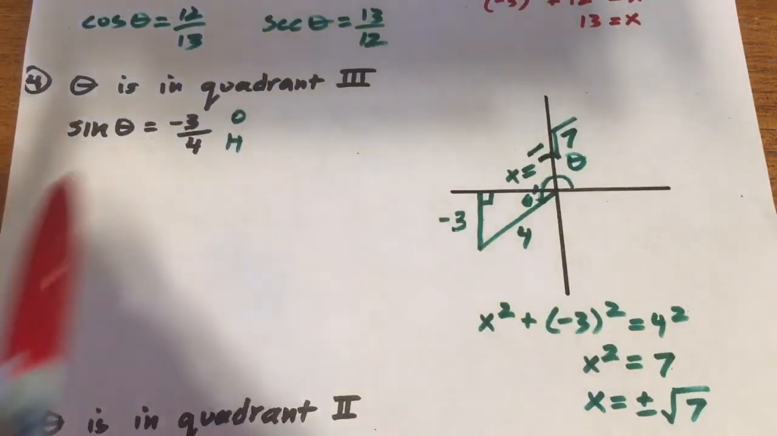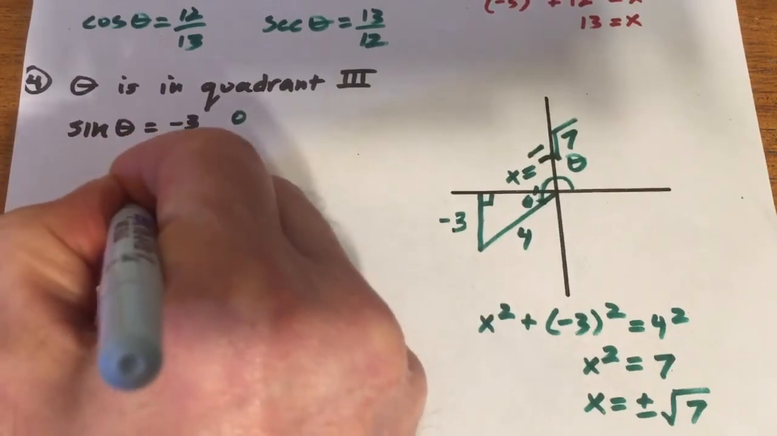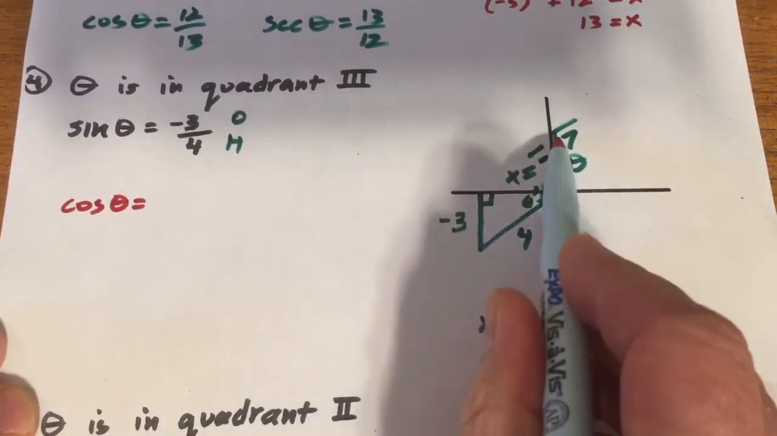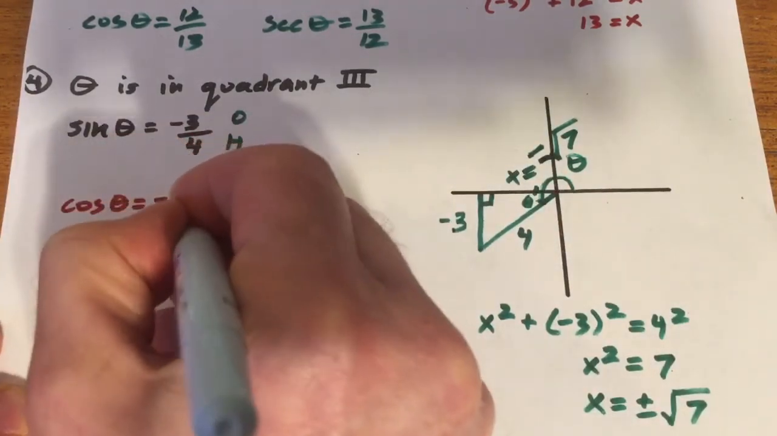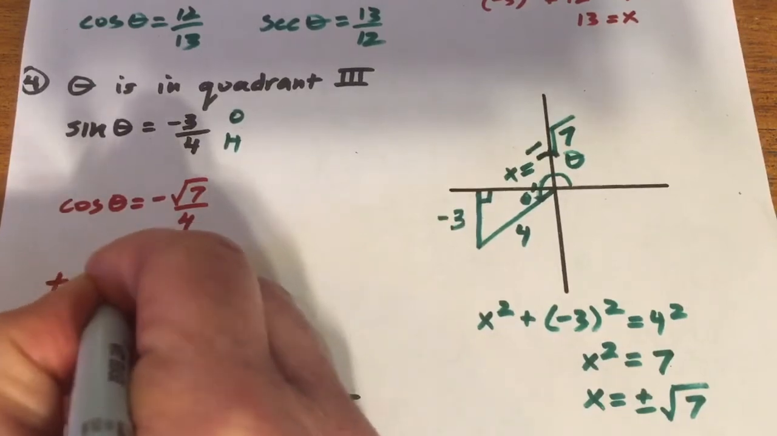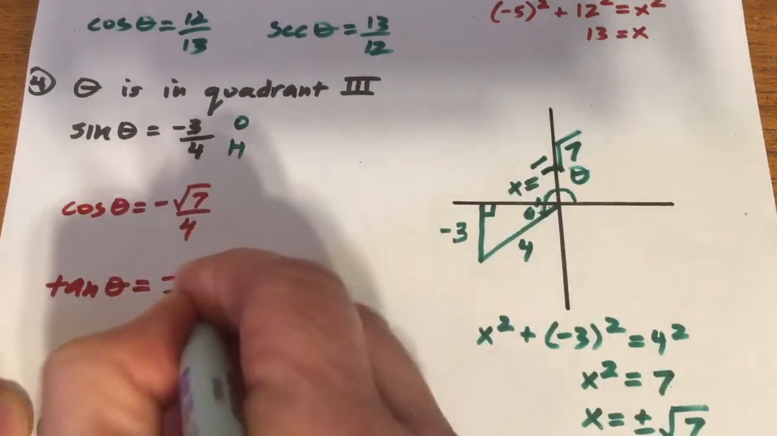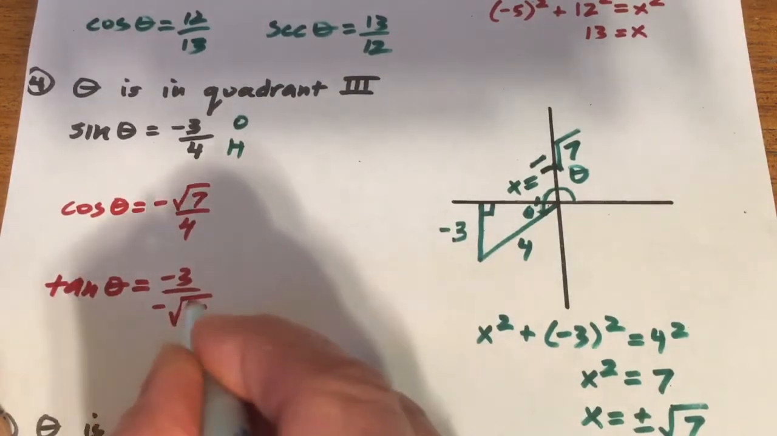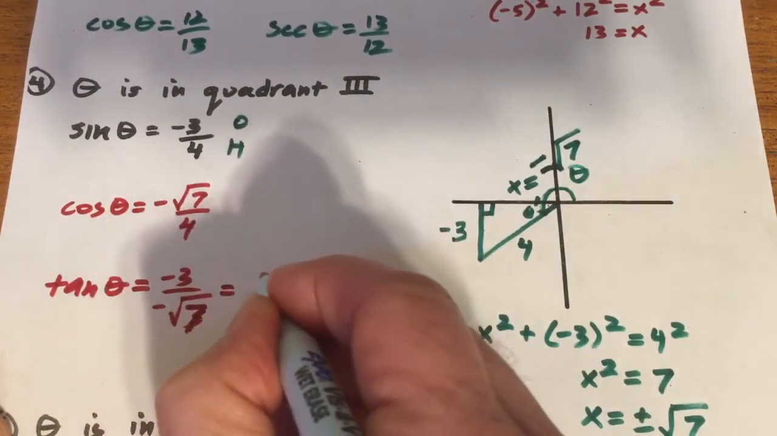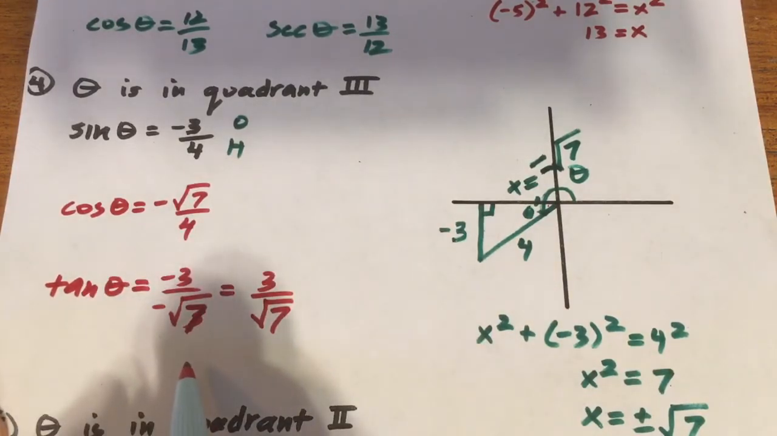So we got sine here being negative 3 over 4, our cosine is going to end up being adjacent over hypotenuse, so negative square root of 7 over 4. Our tangent is going to end up being opposite over adjacent, which is negative 3 over negative square root of 7. However, these divide to give us a positive, and we'll leave it as 3 over square root of 7. Now, I think you can get secant, cosecant, and cotangent on your own.